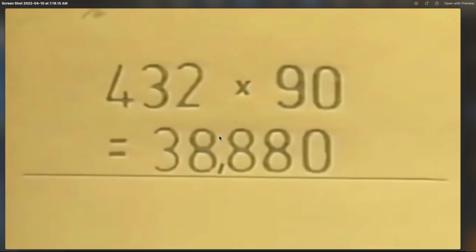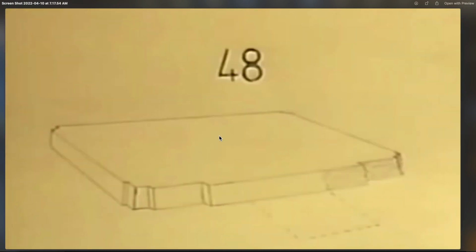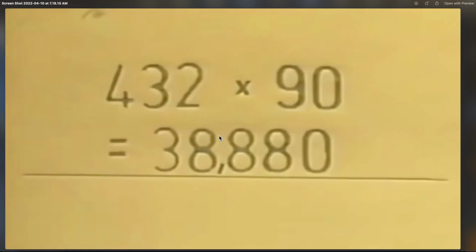Got Quetzalcoatl, got Temple 4 in there, got Temple 1, the Jaguar Pyramid, the 432, and the 90.